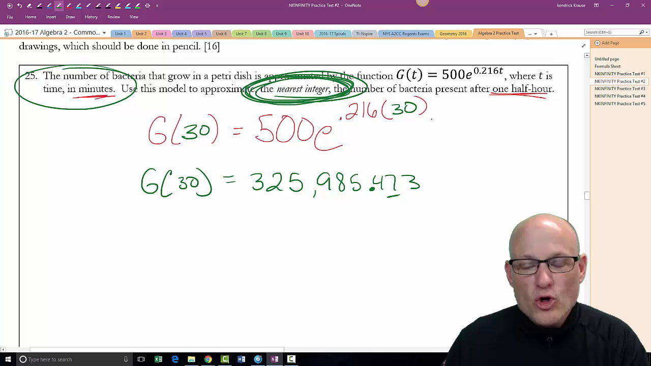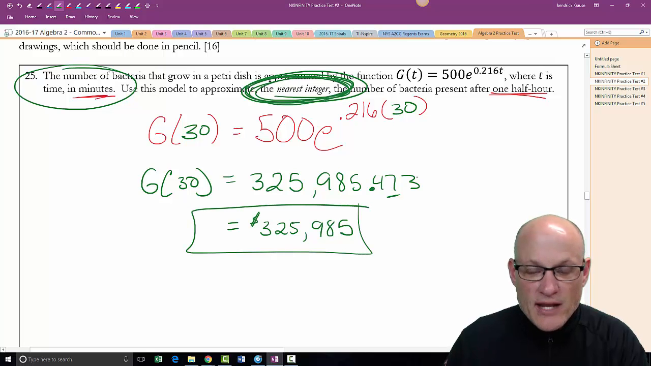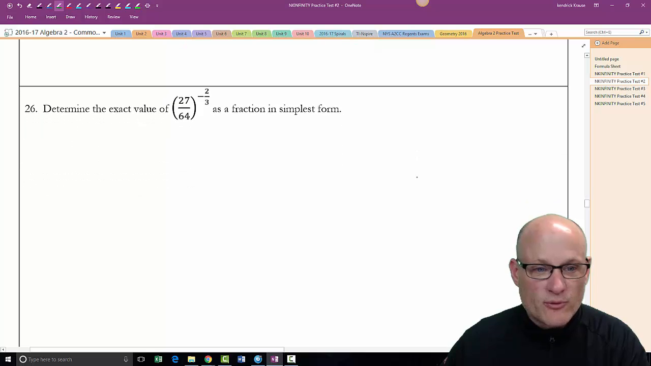Now, I think a better way to word that one would have been to the nearest dollar. Round this to the nearest dollar, but we decided nearest integer, so this would be 325,985 dollars. And that's it. There's your answer. Anything else is only a 1 out of 2. You don't want to get a lot of 1 out of 2s. It's not good for you.